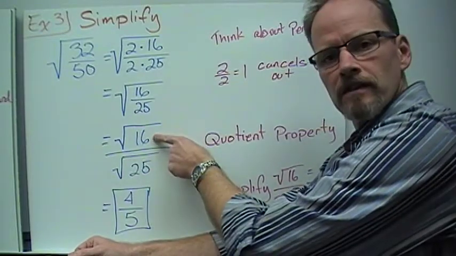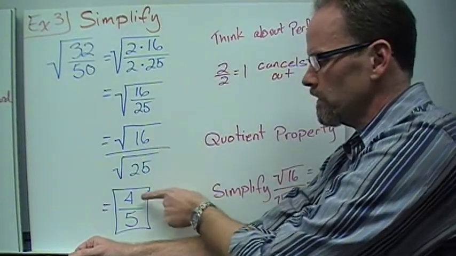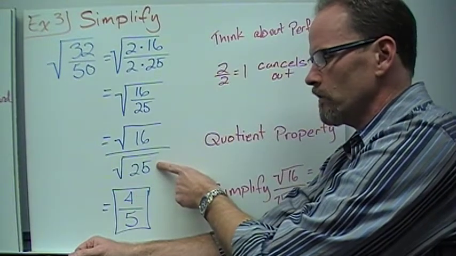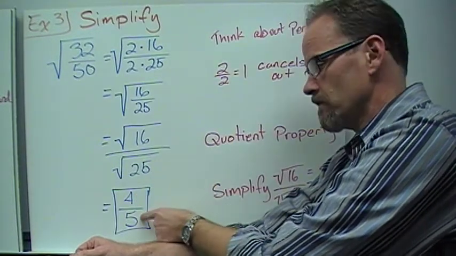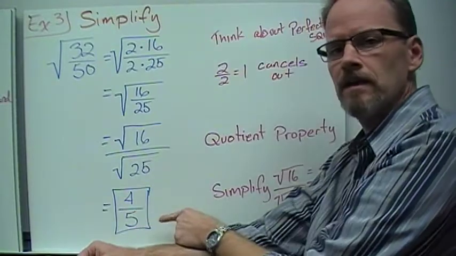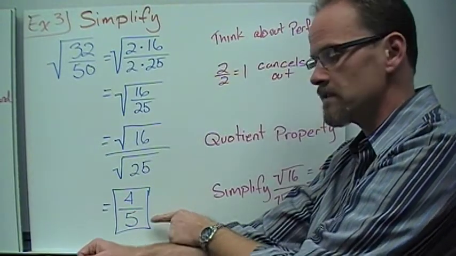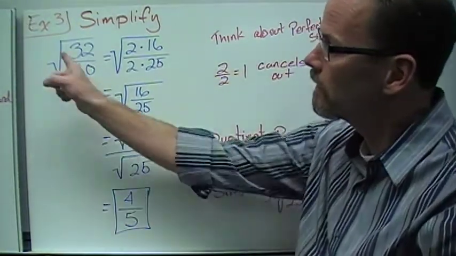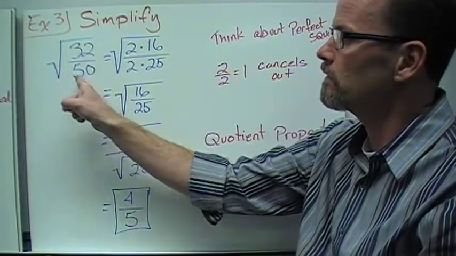Now I know I can figure that out by itself. The square root of 16 is 4. And then also the square root of 25 is 5. So 4/5 is the answer, or the simplified answer of the square root of 32 over 50.